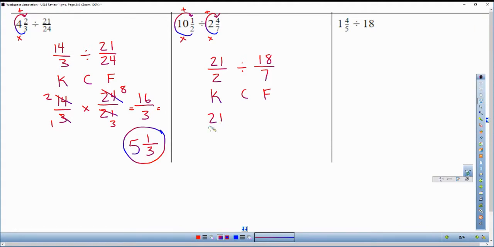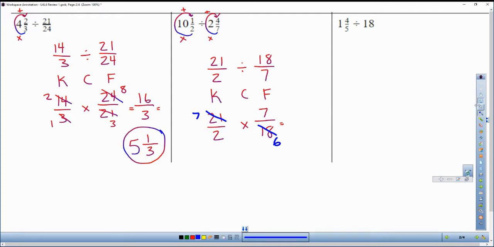Now that we have division with two fractions, we can keep, change, flip. First fraction is 21 halves. Change that to multiplication, and that's going to be 7/18. Now this one's a little tricky to simplify. 2 and 7, you can't do anything with that. 21 and 18, though, you can divide those both by 3. 21 divided by 3 is 7. 18 divided by 3 is 6.